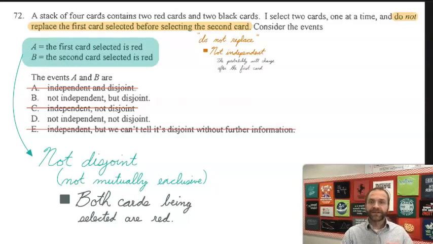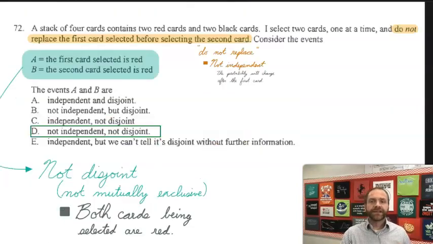And so I have to see, is there any overlapping between them? In this case, both cards being selected are red. That is overlapping. So therefore, the answer for this one is going to be option D, not independent and not disjoint.